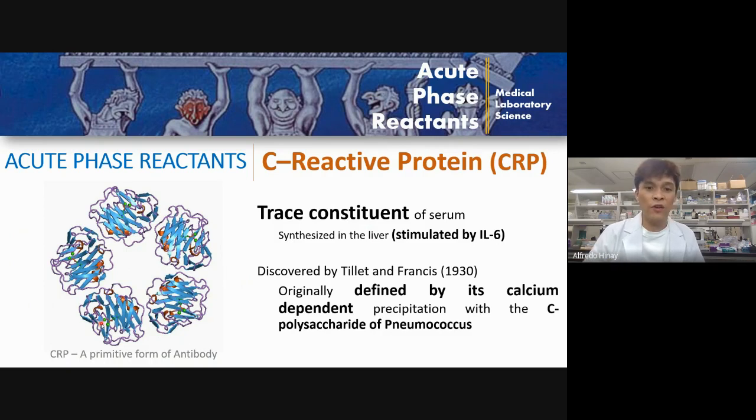And then discovered by Tillett and Francis in 1930. They are originally defined by its calcium dependent. Later, I will explain that one class. And precipitation with the C polysaccharide of your pneumococcus. This is the reason why, class, if you will try to ask, so anong ibig sabihin ng C sa C-reactive protein? Okay, the C in the C-reactive protein class is the carbohydrate. Okay, the carbohydrate antigen of your Streptococcus pneumoniae class.